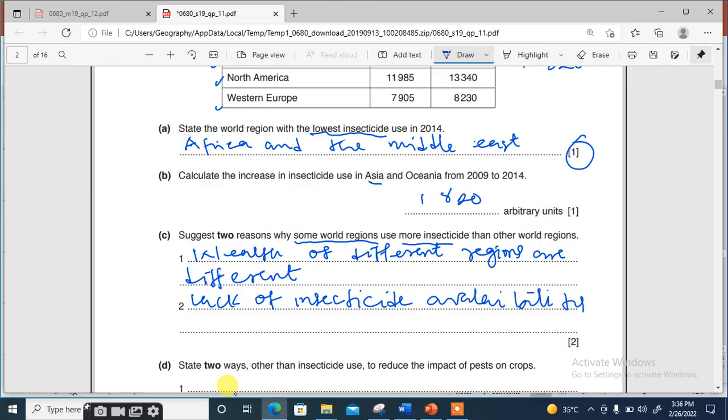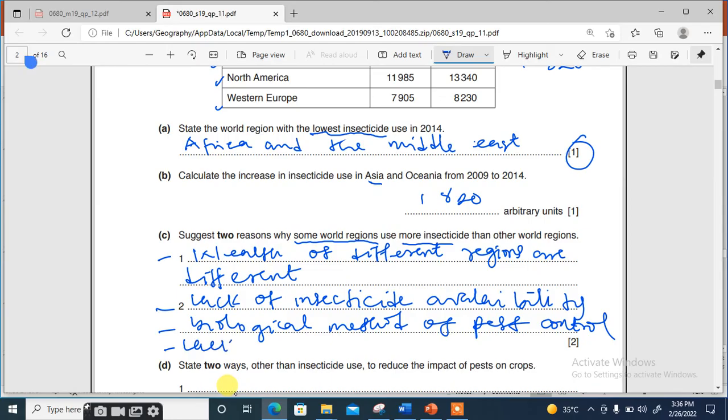Now some countries possibly have other methods of pest control. They can also have biological methods, so they don't use insecticide. Another thing is they can have a lack of legislation, so anybody can use it at any time. They don't have any form of law that controls the use of insecticide. Okay, so any of these 2 will give you a correct answer.